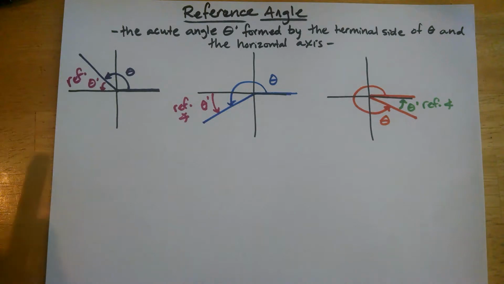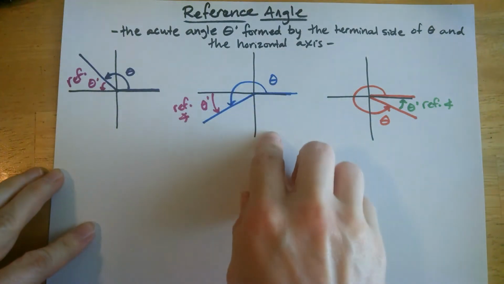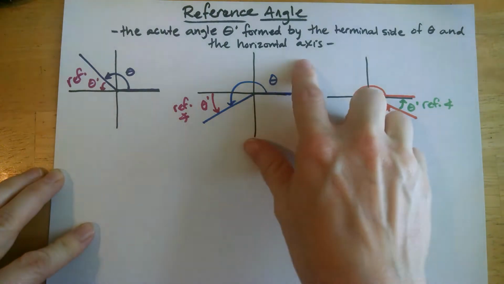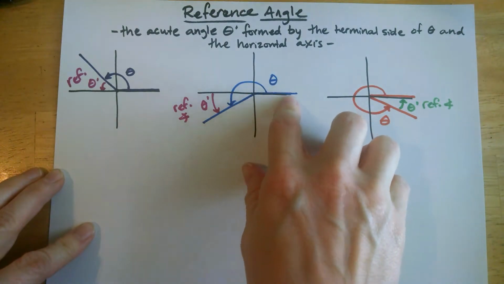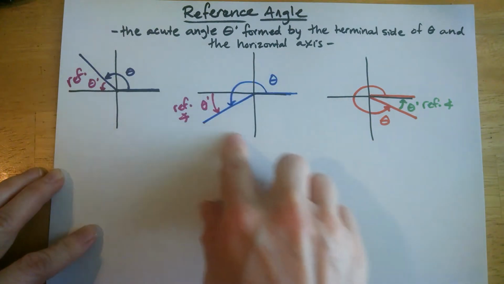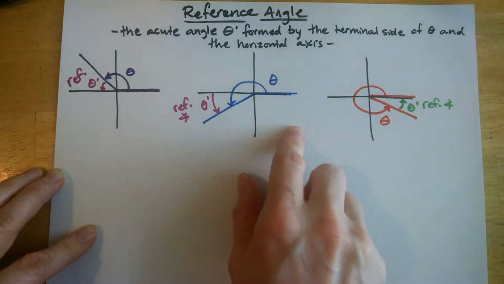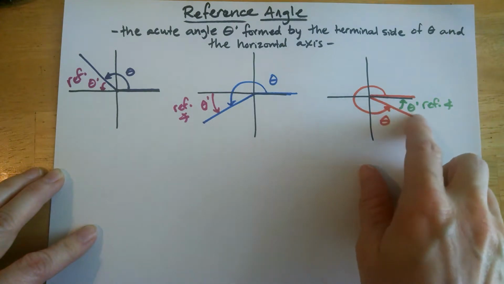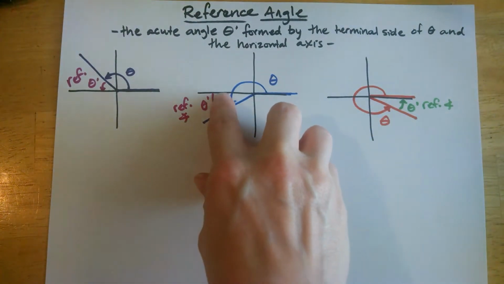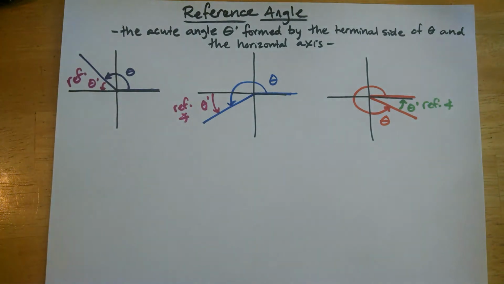So it doesn't matter where theta ends up as far as the second and the third and the fourth quadrant. If it's in the first quadrant, it's actually going to be what theta is, because it's going to be the acute angle there. But if we're dealing with quadrant 2, 3, and 4, the reference angle is the theta prime, which is the terminal side to the horizontal axis here.